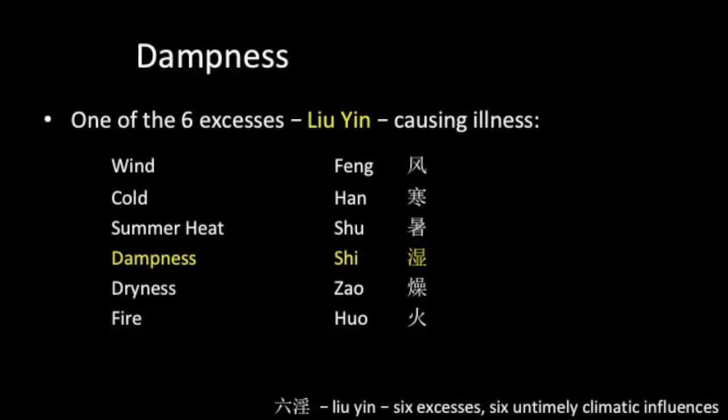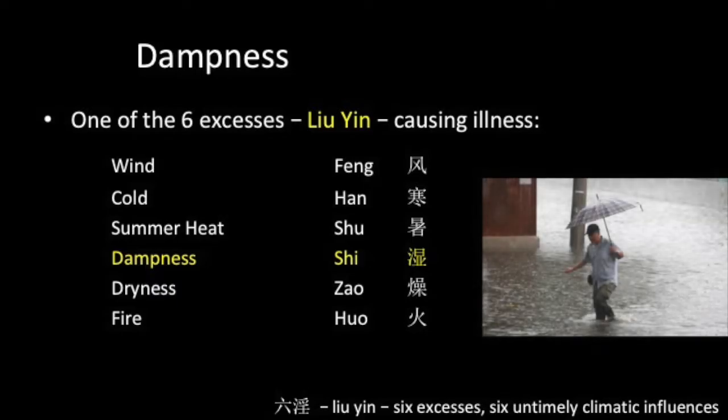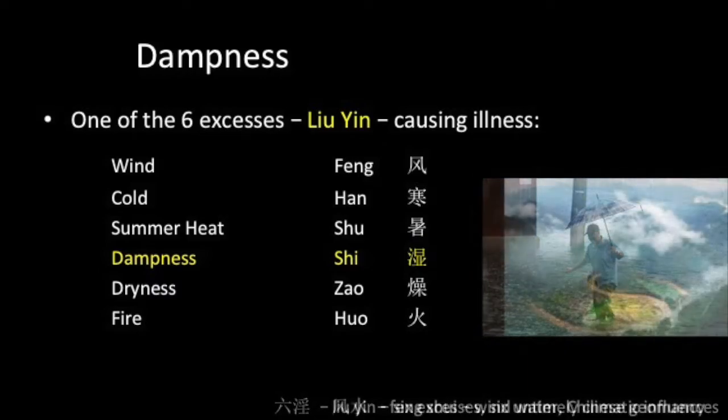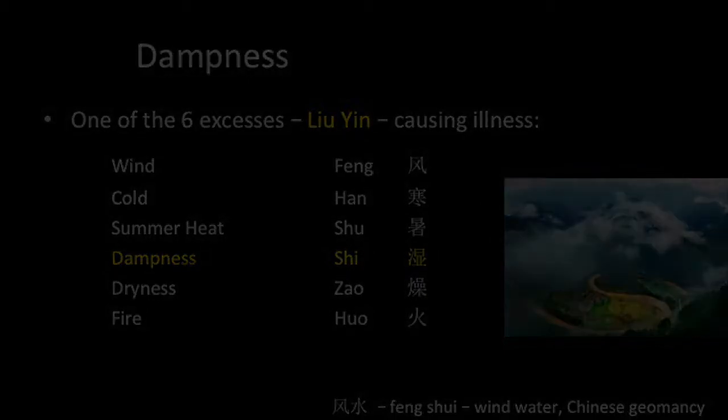In Chinese medicine, dampness is classified as one of the 6 excesses, or liu yin, that cause disease. Liu yin also translates as the 6 untimely climatic influences. The word yin here is commonly associated with excessive rain. When we consider the health dangers posed by water and wind, the art of feng shui becomes as much a protection against bad influences as a path to good luck.